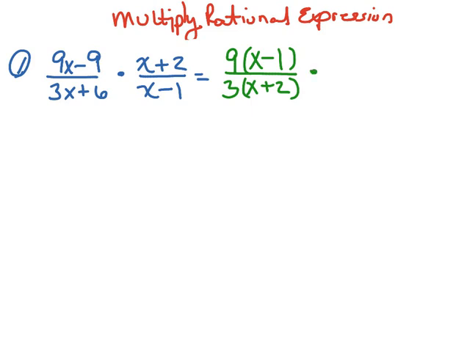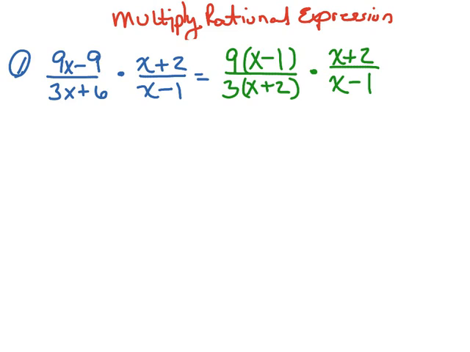Then I'm going to come over to the other rational expression, x plus 2 over x minus 1, and see if I can factor. X plus 2 cannot be factored, therefore I'm going to leave it as x plus 2. Now I'm going to the denominator, x minus 1. Same thing, there is no GCF. I can't factor it, so I'll leave it as x minus 1. So at this point, I've factored both my numerator and denominator in both of my rational expressions.